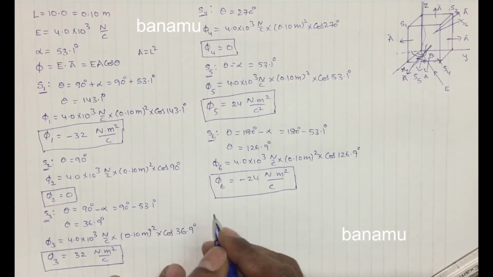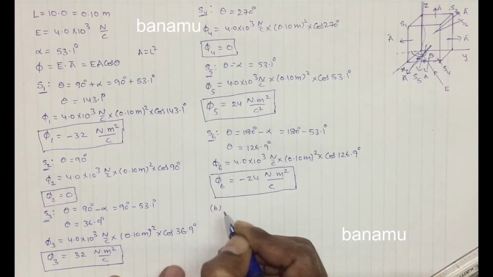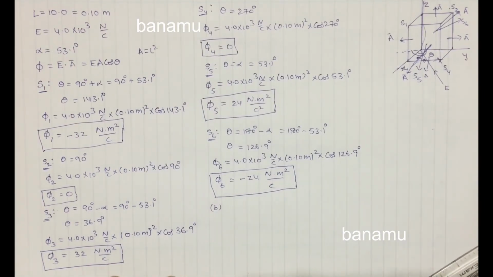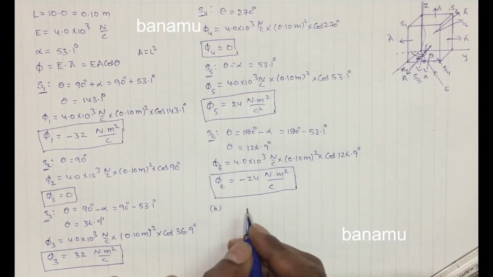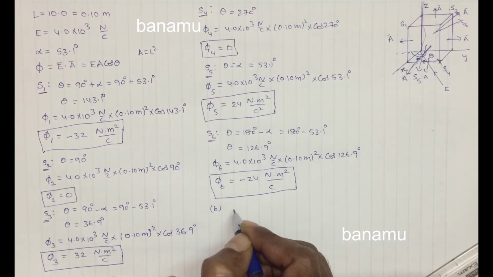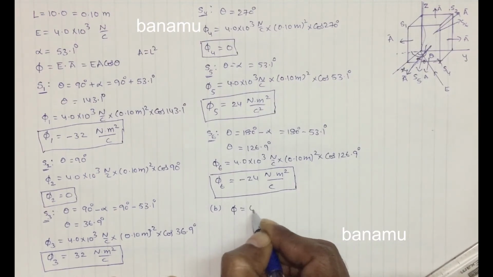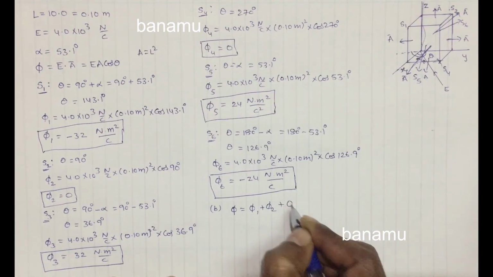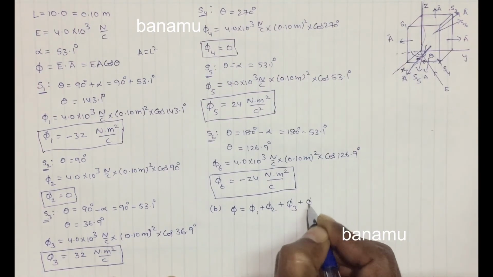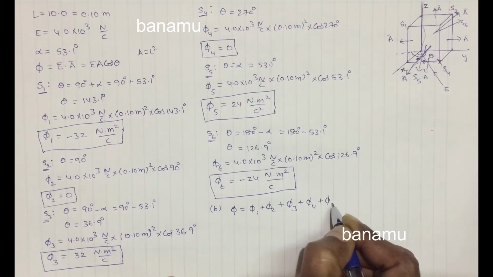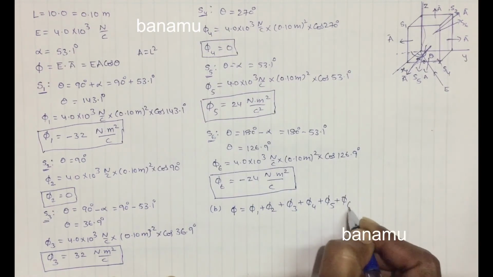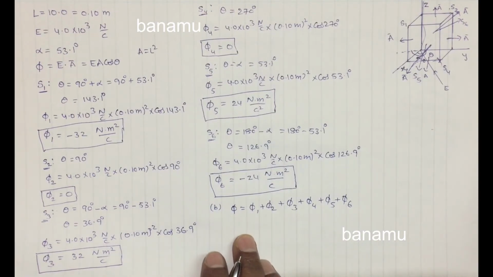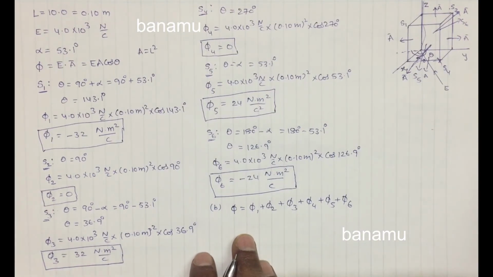Now we can find part B, the total electric flux in the cube. The total electric flux phi is equal to phi 1 plus phi 2 plus phi 3 plus phi 4 plus phi 5 plus phi 6, the sum of the individual electric fluxes through each surface.